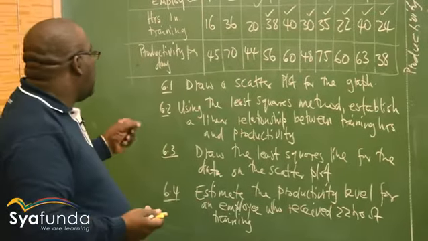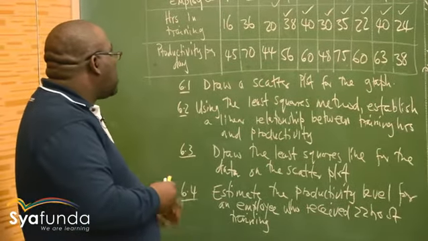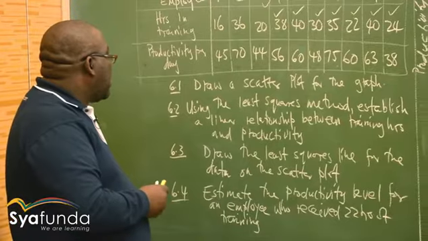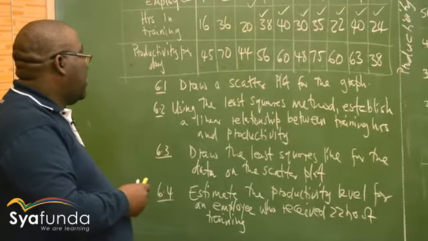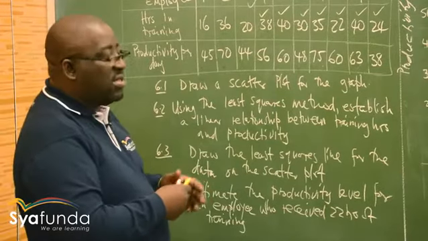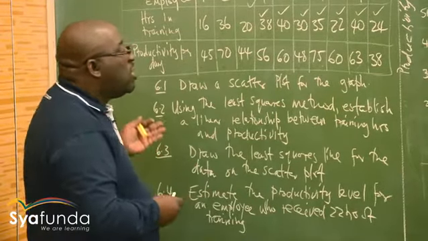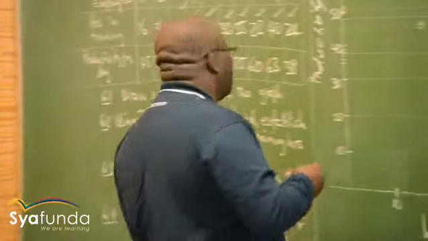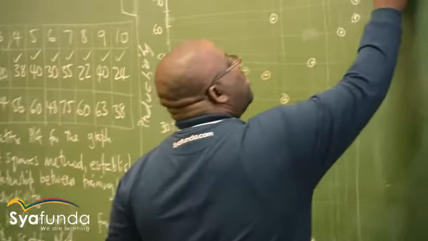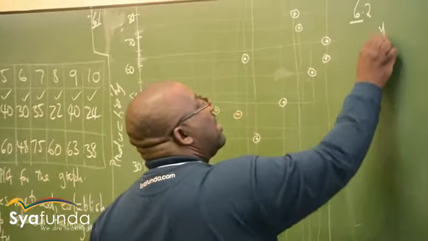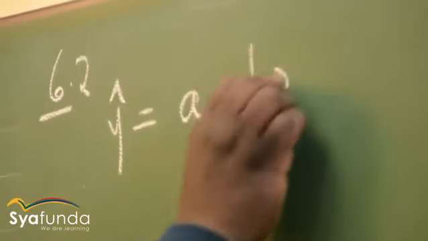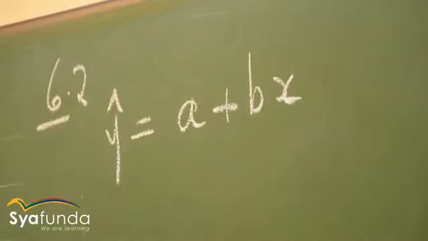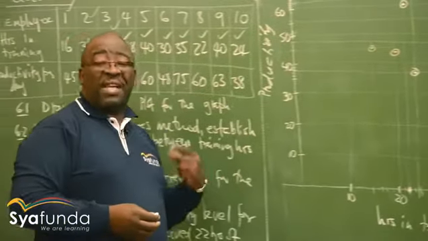It's easy. Number 2, using the least squares method, establish a linear relationship between the training hours and the productivity. The one that machine, remember, it will always be linear. The formula for the least squares, this is 6.2. It uses the formula that says y bar equals a plus bx. We're just looking for that relationship.